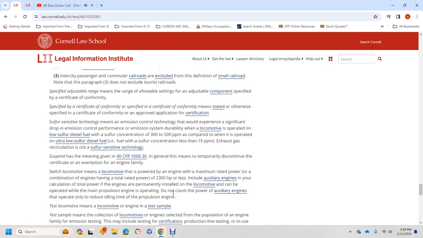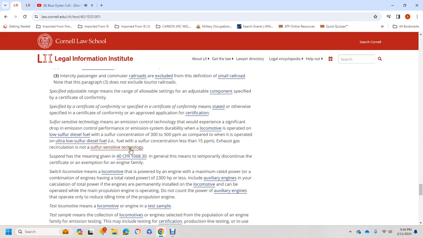Sulfur-sensitive technology means an emission control technology that experiences a significant drop in emission control performance or emission system durability when locomotives are operated with low-sulfur diesel fuel, with a sulfur concentration of 300 to 500 parts per million, compared to operation with ultra-low-sulfur diesel fuel, with a sulfur content of less than 15 parts per million.